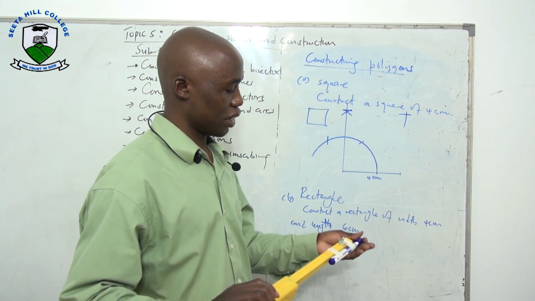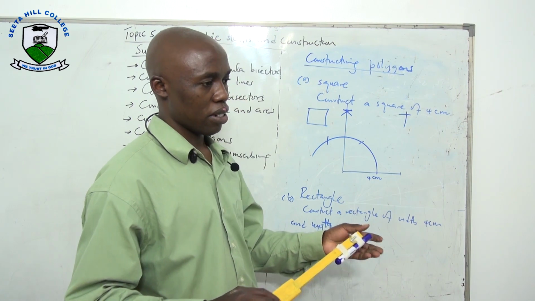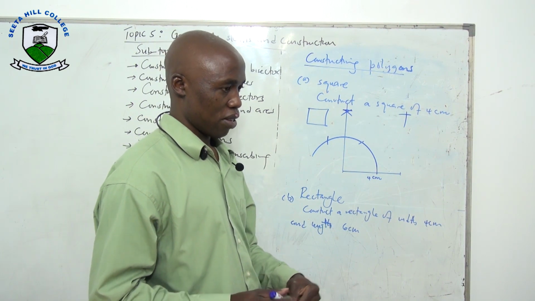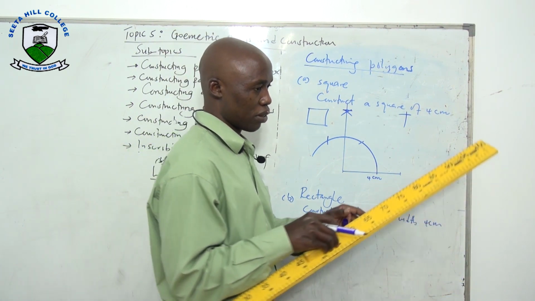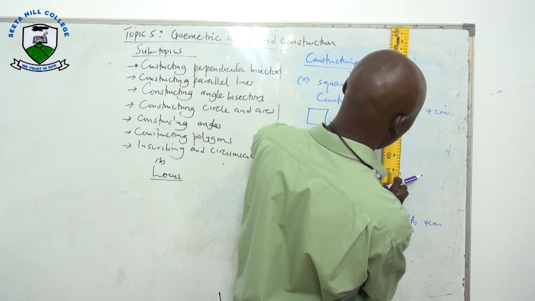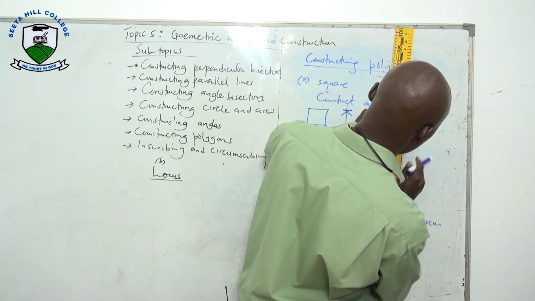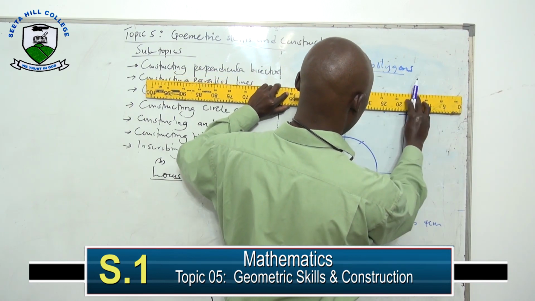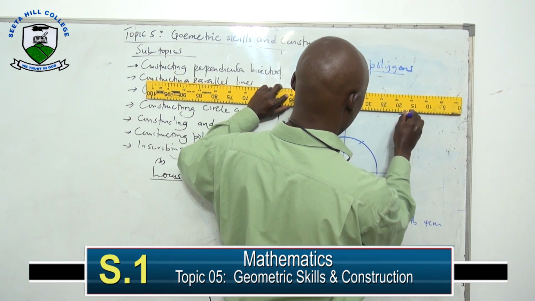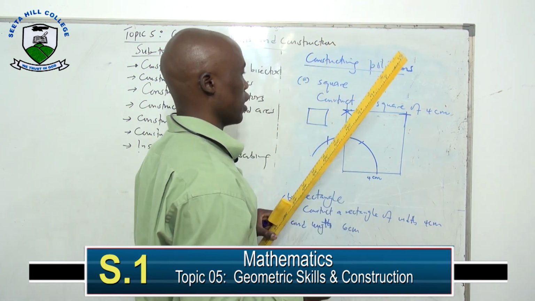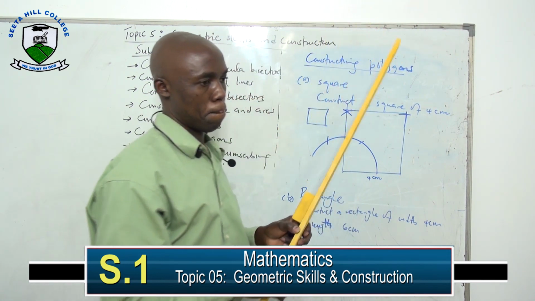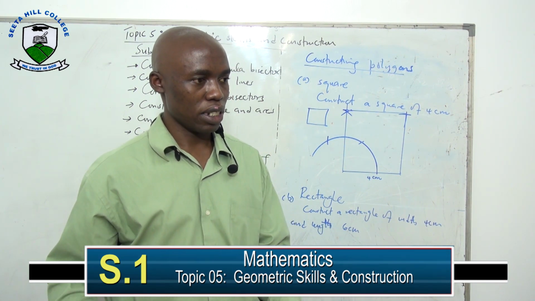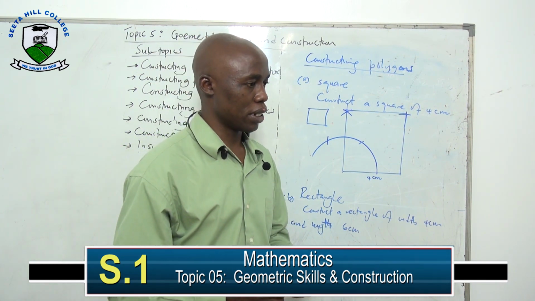Is that finished? Then get your ruler, join to that point, join to that point. Those are 4 centimeters everywhere. Don't rub those arcs because we need to see that you constructed them.